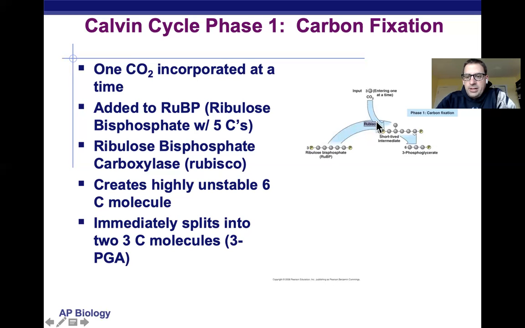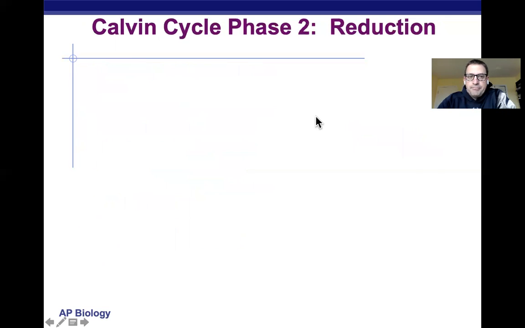We've added 3 carbons, 1 to each of those 3 RuBP. So we then have 3 6-carbon compounds for a total of 18 carbons in the Calvin cycle. Those 3 6-carbon compounds immediately split in half, creating 6 3-carbon compounds called 3-PGA. So we still have 18 carbons in the Calvin cycle at this point.